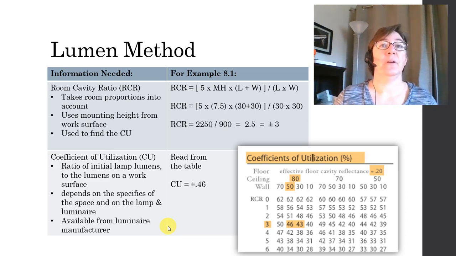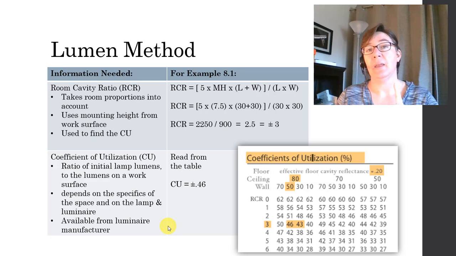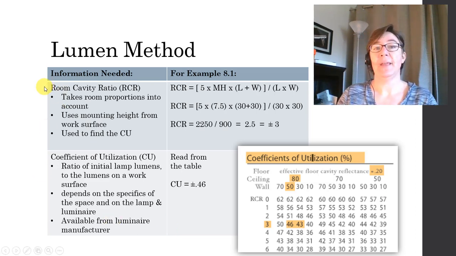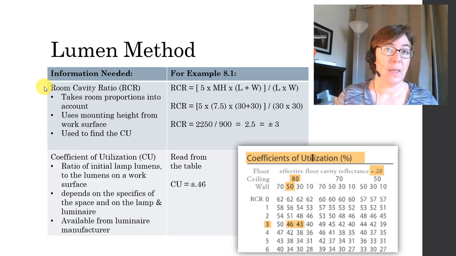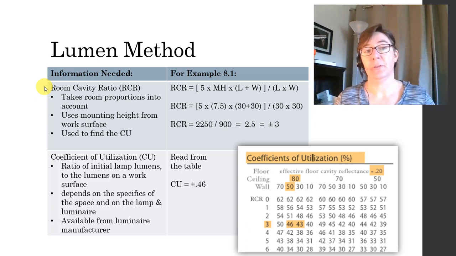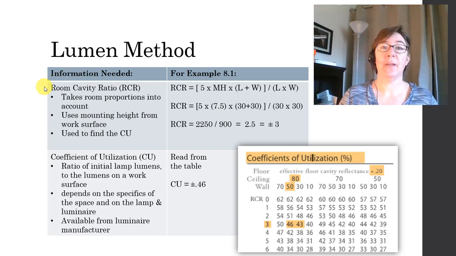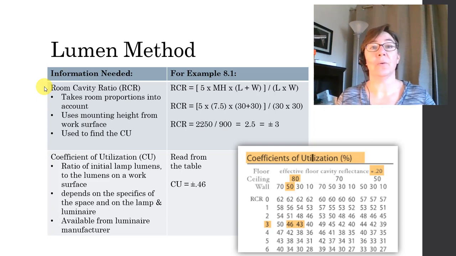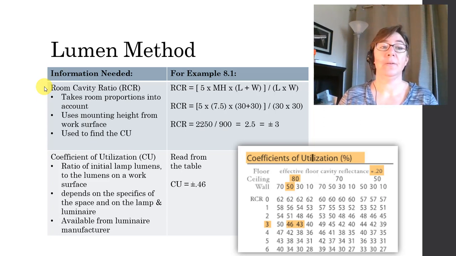So we got some basic information about the room and about the luminaires in it. Now we're going to start doing some calculations. And the first thing we're going to find is the room cavity ratio, or RCR. This is a way to take room proportions into account in your calculations. It uses the mounting height from the work surface, and then the RCR, or room cavity ratio, is used to find the coefficient of utilization.